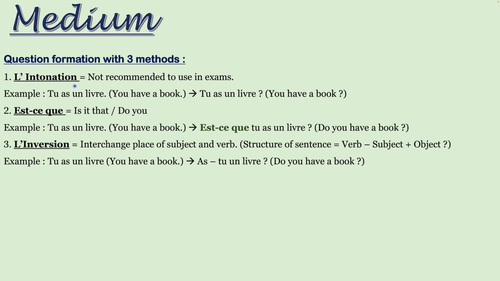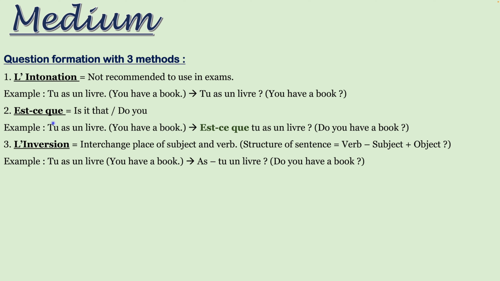Since while writing we can't use voice modulation, we simply write the sentence and put a question mark at the end of the sentence to show its intonation. This method is not recommended in examinations, because it's quite easy, and it is not useful for the examiner to assess if you're good at French. So this method is not at all recommended. Example: tu as un livre. You have a book. If you have to convert it into a question using the method of intonation, it would be tu as un livre, meaning you have a book, as you use your voice modulation.